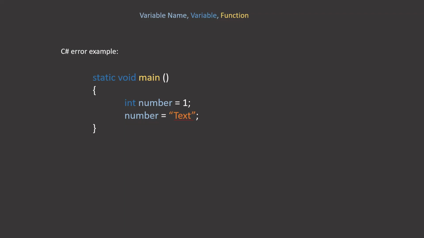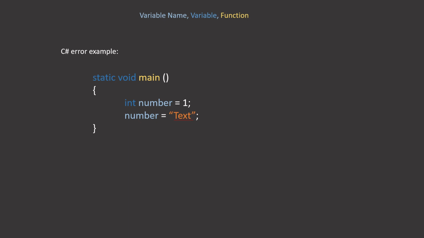Nothing bad happens. However, if you have an error in a program, normally it stops working entirely. So you have to avoid them most of the time. Here's an example in C#. So static void main. Void basically means a function that returns nothing.